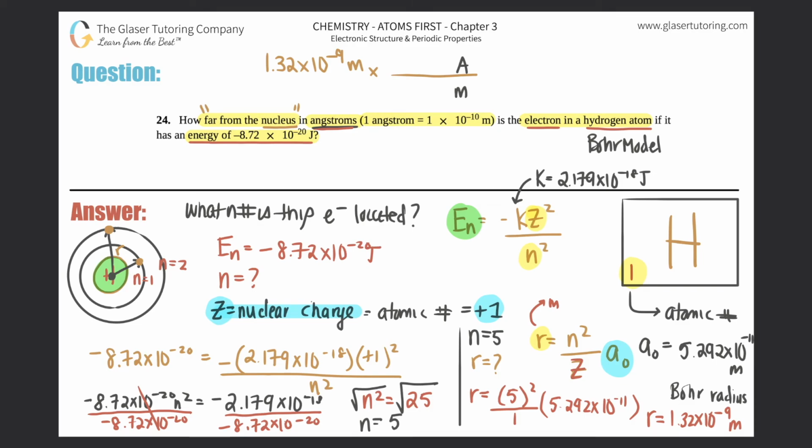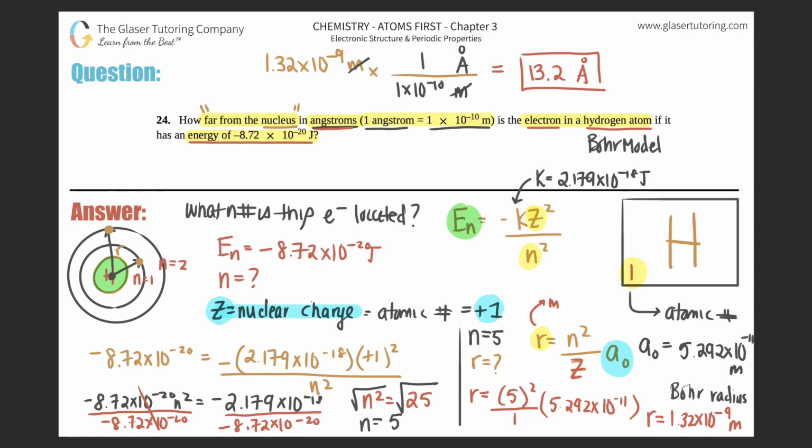We want angstrom. And the symbol for angstrom is that A with the little halo at the top. And it says that 1 angstrom is 1 times 10 to the negative 10th meters. Meters cancel out, and you're left with your answer. So 1.32 times 10 to the negative 9th divided by 1 times 10 to the negative 10th. You get 13.2 angstroms, and that's your final answer.